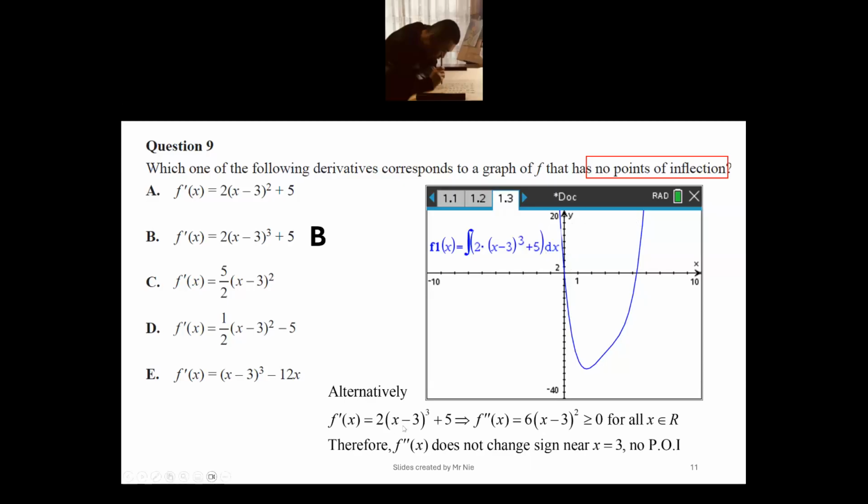Well, this is another possible approach. If you differentiate option B, you will get a perfect square, which is (6x - 3) to the power 2. And because this is a repeated factor, near x equals 3, it doesn't change concavity. f''(x) does not change sign near x equals 3. That's why it's not a point of inflection.